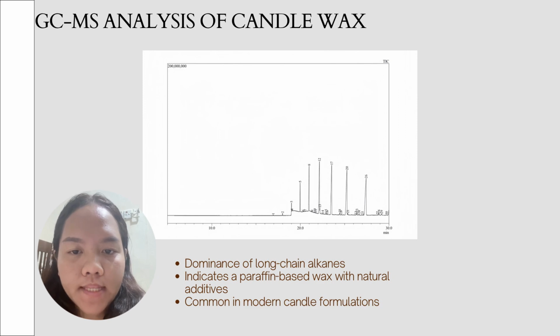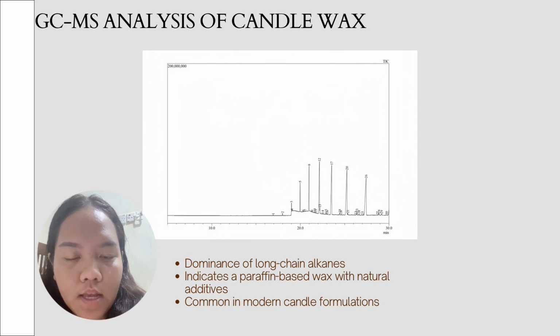Our GCMS analysis revealed that the candle wax is primarily made of long-chain alkanes, branched hydrocarbons, and fatty acid esters. This composition suggests that it is mainly paraffin-based but also includes natural additives characteristic of modern blended candle waxes.